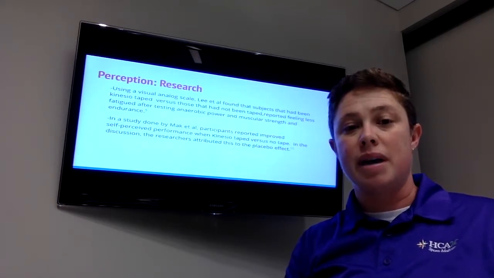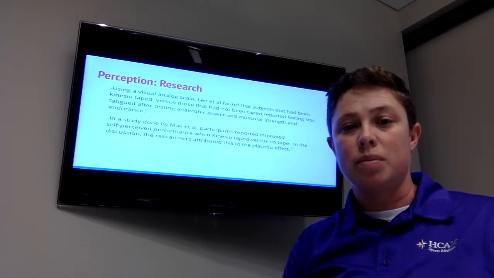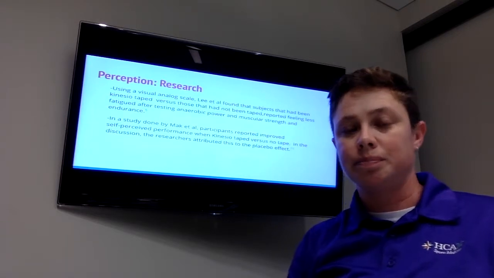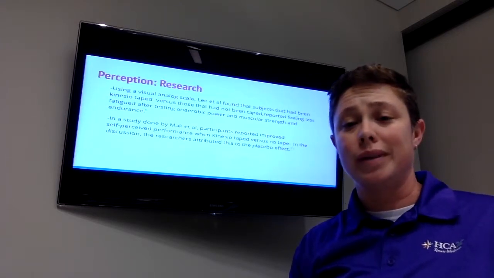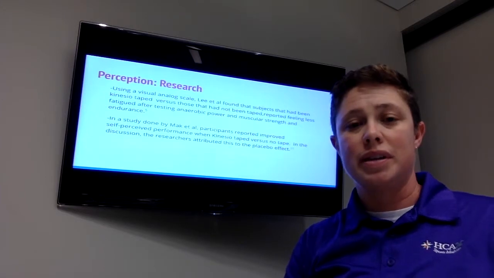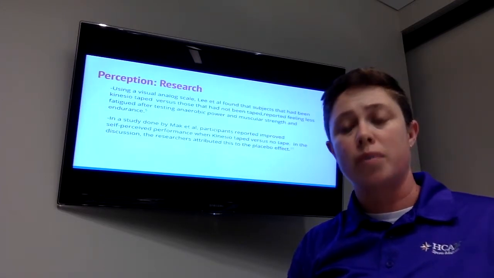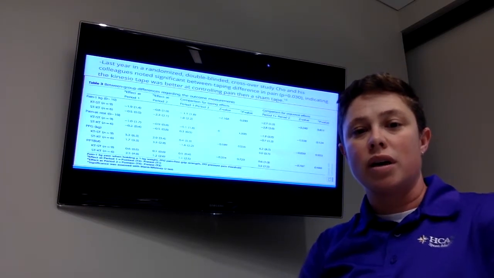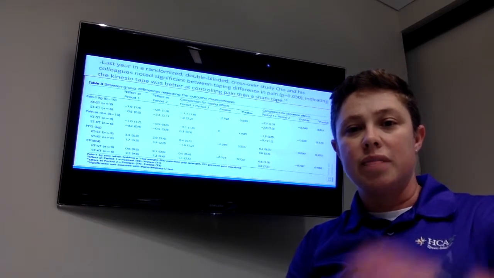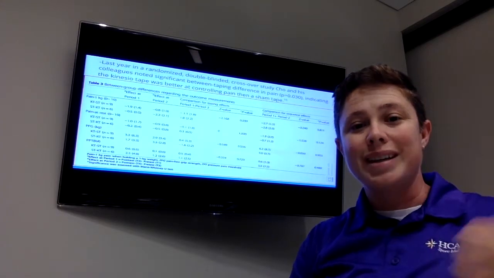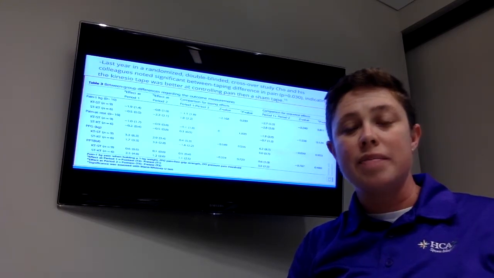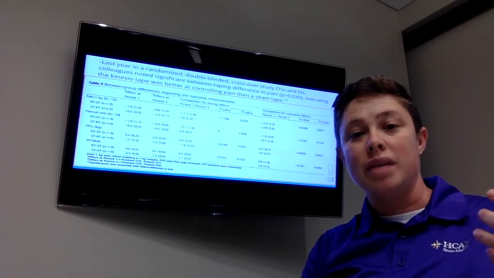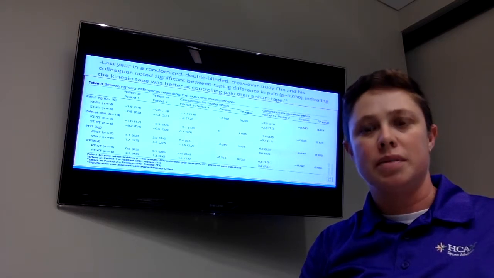Similarly, in a study done by Mack et al., participants reported improved self-perceived performance with kinesiotape versus no tape. And in the discussion, they directly related this to the placebo effect. So it's something that researchers are aware of and are actively pursuing. Last year, a randomized double-blind crossover study done by Cho and his colleagues noted significant between-tape differences in pain, indicating that kinesiotape was better at controlling pain than a sham tape or a placebo tape.